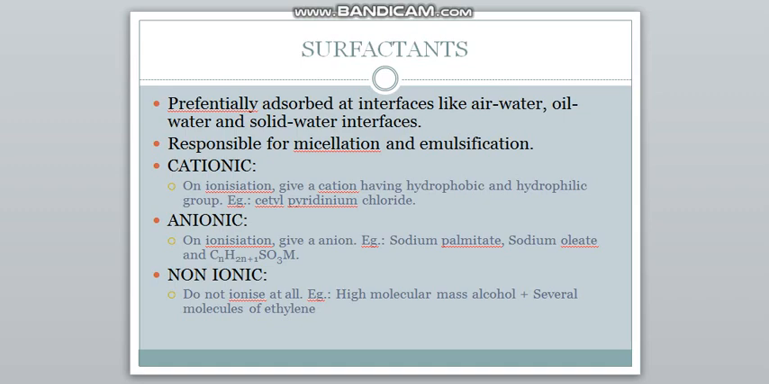So there are three kinds of surfactants which are cationic, anionic and non-ionic. So this is based on the ionization. When ionized, the cationic surfactants give rise to cations, and anionic surfactants give rise to anions, and non-ionic do not ionize at all. So the examples for cationic, cetyl pyridinium chloride, and for anionic, sodium palmitate, sodium oleate, and the associated colloids which are of the formula CnH2n+1 SO3Na. And then we have non-ionic, which has the example high molecular mass alcohol plus several molecules of ethylene oxide. Okay, so these are the examples for cationic, anionic and non-ionic surfactants.